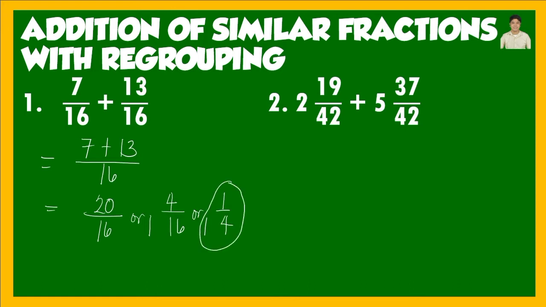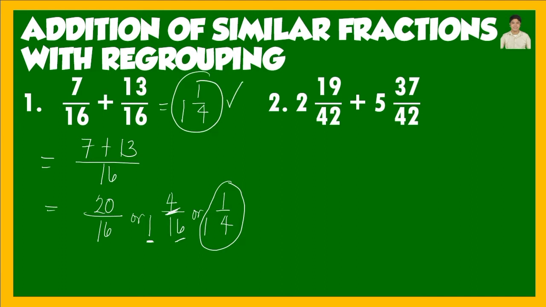So, paano naging 1 and 1/4? So, 4 divided by 4. Divide natin sa 4, 1. Ang 16 divide by 4, 4. Tas, kunin po natin yung 1, yung whole number. Kasi meron tayong nakuhang isang 16 dun sa 20 over 16. That is why our final answer is 1 and 1/4.